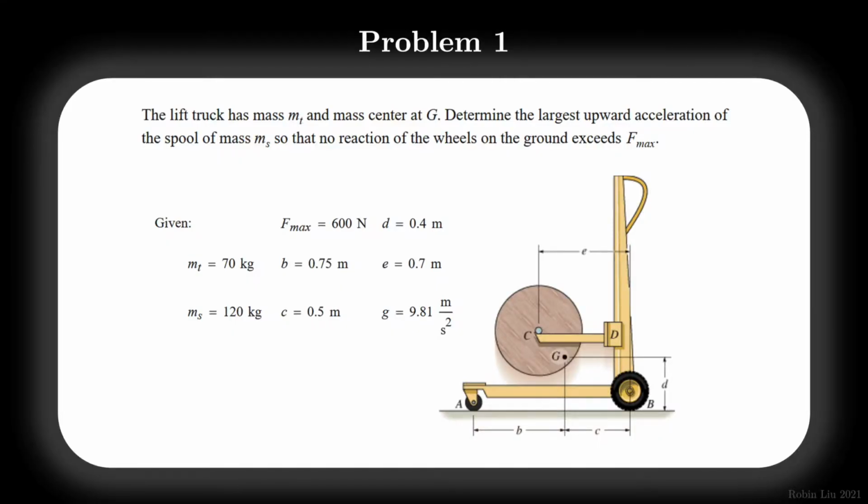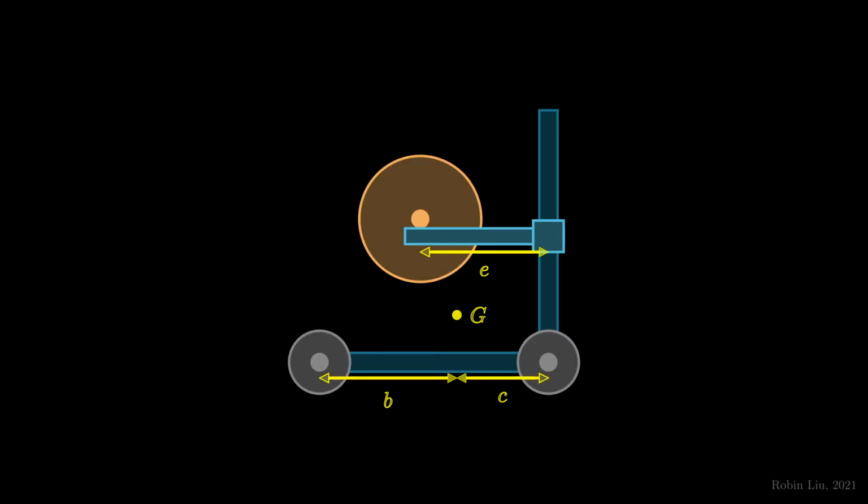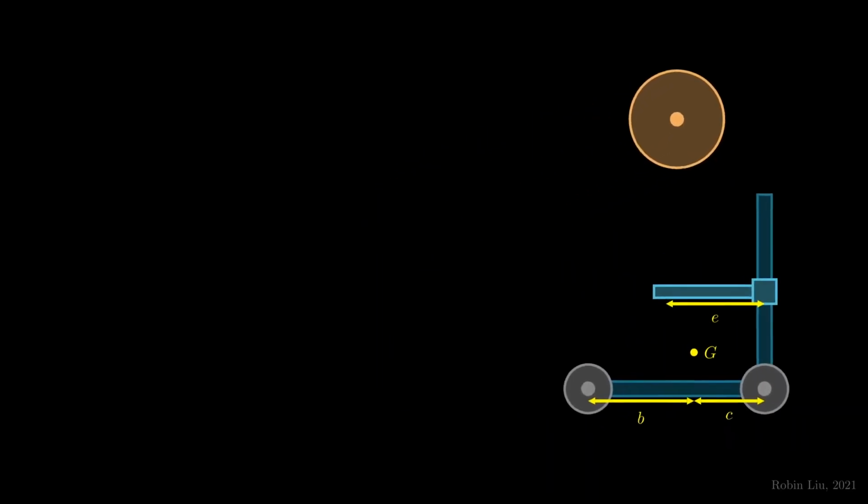This video introduces energy methods for dynamics with rotations. The first problem states, the lift truck has mass mt and mass center at G. Determine the largest upward acceleration of the spool of mass ms so that no reaction of the wheels on the ground exceeds F max. I find it easiest to split this problem and consider the spool and lift separately.